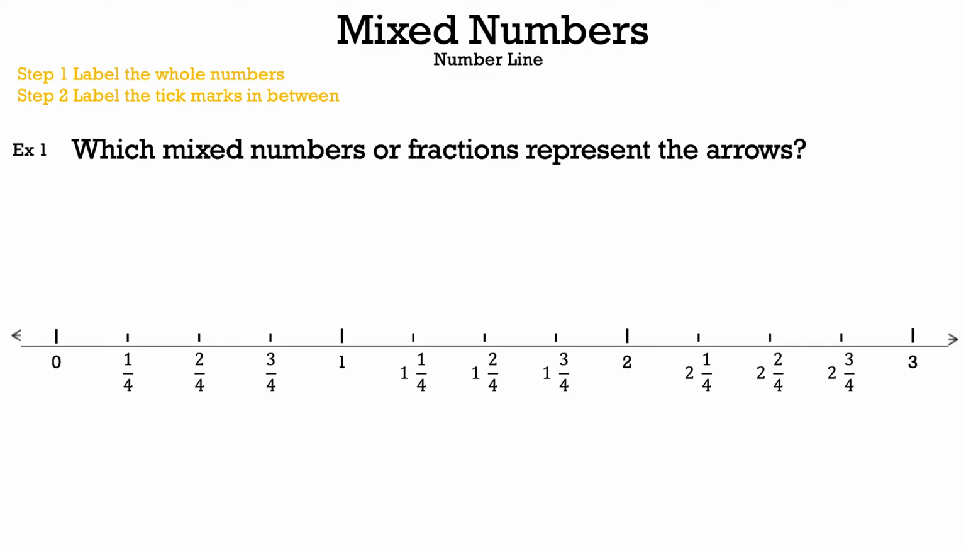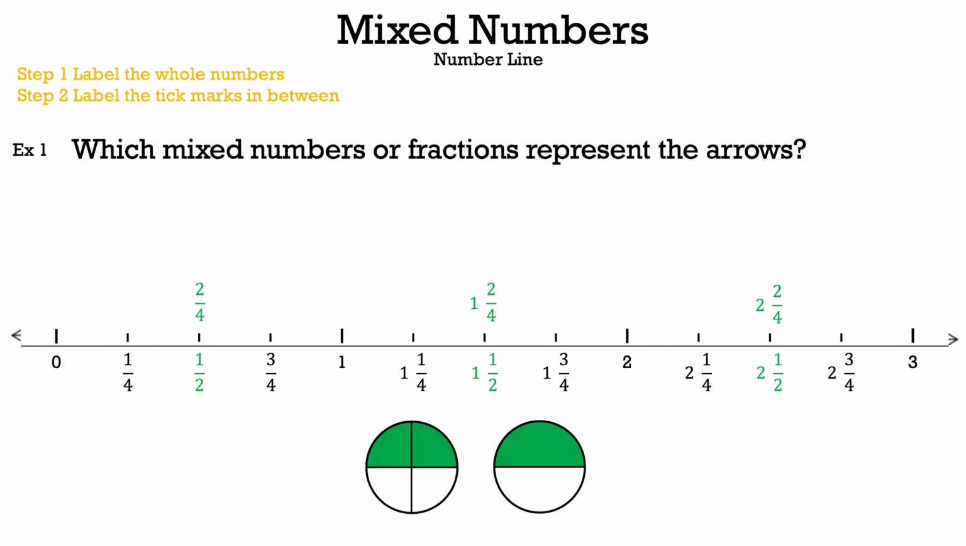Now we can go ahead and get started, but wait a second. We need to simplify our number line. Why? Because the majority of the time you will see your number line in a simplified form. So 2/4 is the same thing as 1/2. 1 and 2/4 is the same thing as 1 and 1/2. 2 and 2/4 is the same thing as 2 and 1/2.